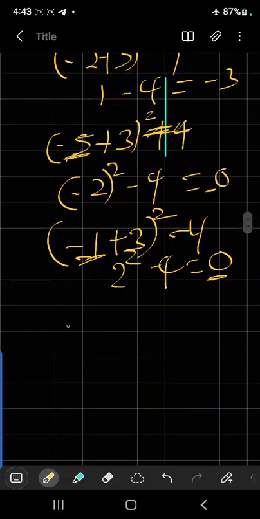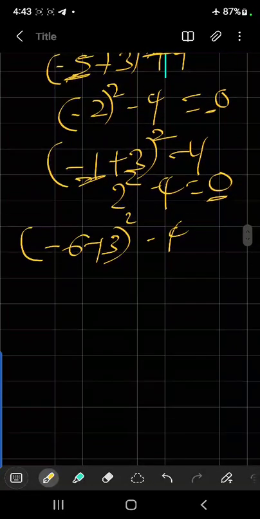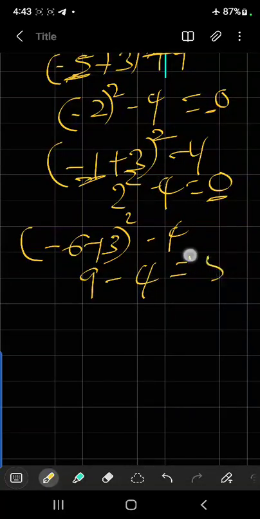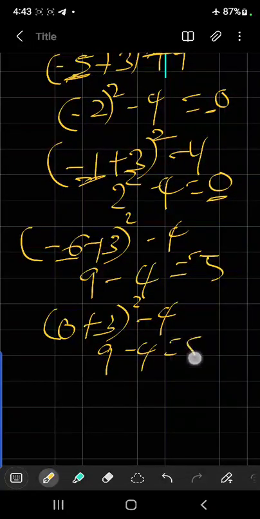So when x is minus 6, that will be minus 6 plus 3 all squared, minus 4. Minus 6 plus 3, that's minus 3. Minus 3 squared is what? 9. Minus 4 is actually what? We say 5. Very good. And let's go for 0. When x is 0, that will be 0 plus 3 all squared, then minus 4. That will be 3 squared, that's 9 minus 4, and that is 5.